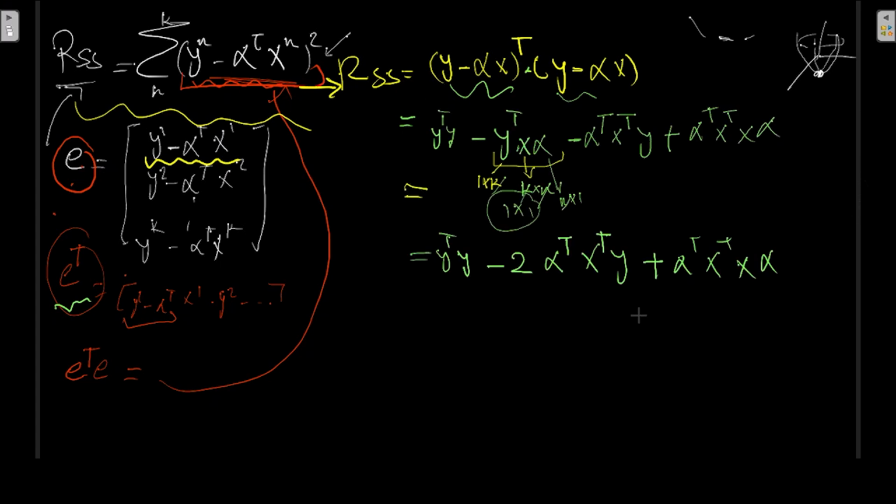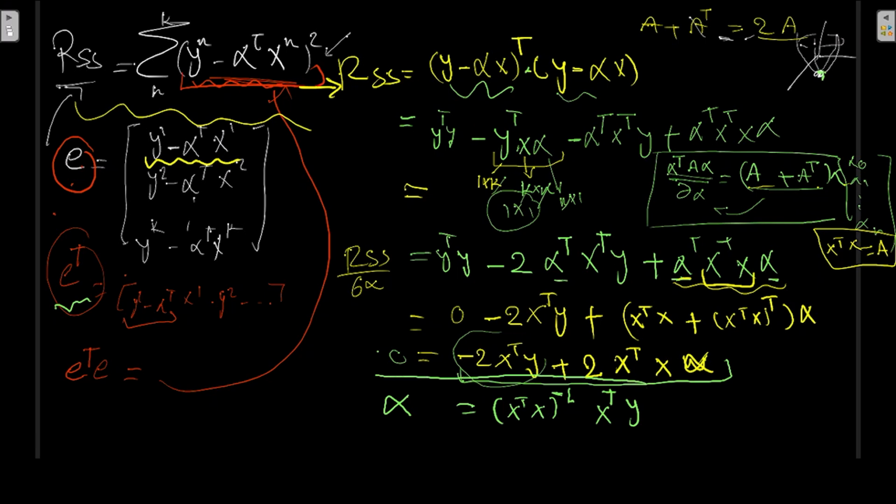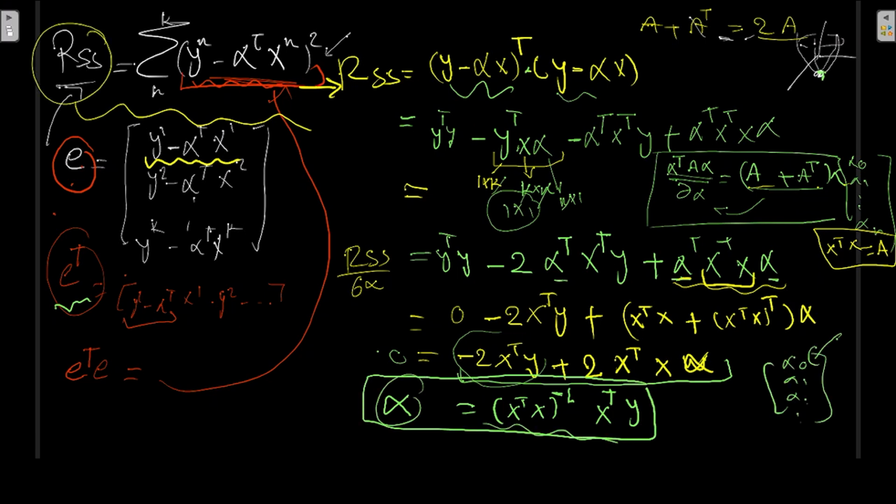This is the final format. Take now the derivative in terms of this alpha. This alpha, don't forget, represents the whole vector of alpha 0, alpha 1, all the way to a number of alphas. In the RSS, okay, derivative in terms of the alpha vector. This is the minima.